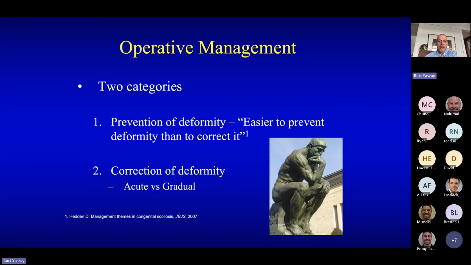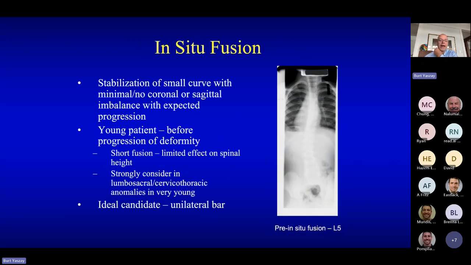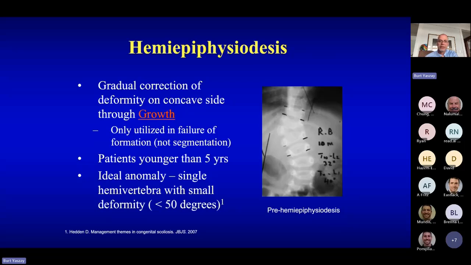We're going to talk about operative management. I know we have 5 minutes, so I'm going to try to do this pretty quick. One is to prevent, and the other one is to correct. In situ fusion's kind of been a historical thing. It's really hard to just now want to fuse a patient and leave them the way they are. But the thought is, if you can fuse them with minimal deformity, then maybe you can prevent the deformity from getting worse.